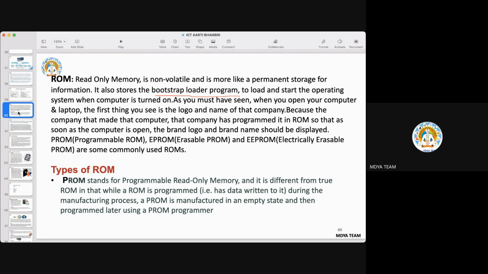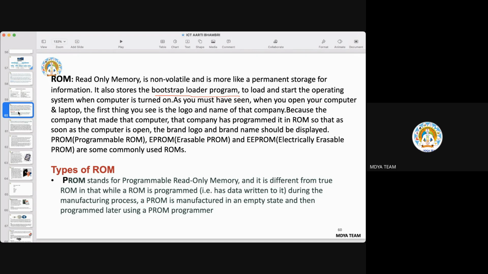When your system is off, like when you shut down or in a sleep mode or whatever, if your system stops working, then all the things in RAM will be removed or vanish. So RAM is required as temporary storage for the functioning of the CPU. All right. Now ROM. ROM is read-only memory. You can only read, not you, only the CPU, because the processing is done by those circuitry. So it is a non-volatile memory, more like a permanent storage for information.